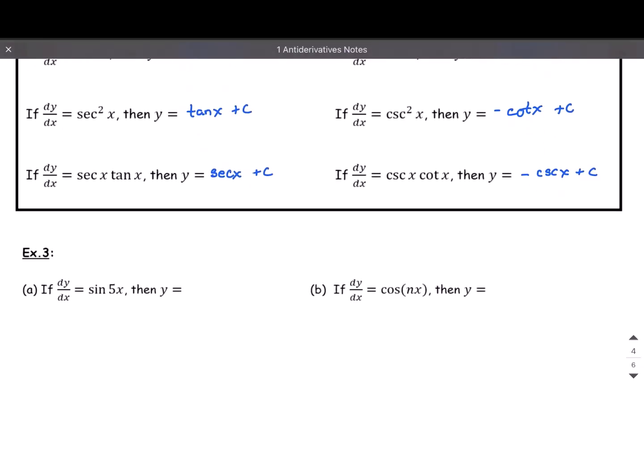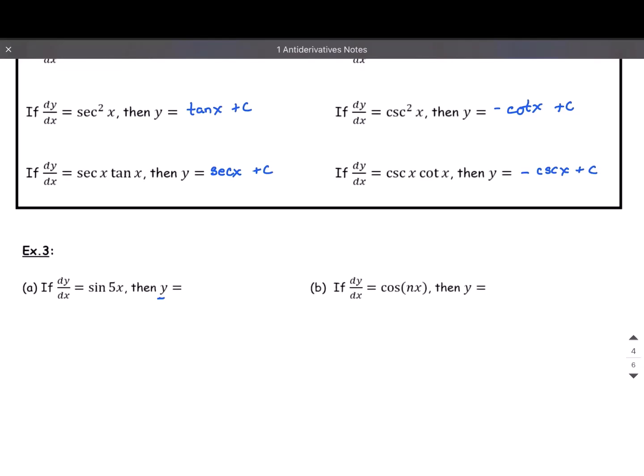If dy/dx equals sine 5x, then what's y? Well, here's the catch. We know that y has a derivative of dy/dx. Well, what has a derivative of sine? That would be negative cosine. Keep the angle 5x. Now check this. If you took the derivative of negative cosine of 5x, you'd have positive sine of 5x, but you'd have to multiply by the derivative of the inside, which is 5. So we need to divide by that derivative of the inside, 5, plus c to take care of that chain rule, okay, because we didn't have that constant.